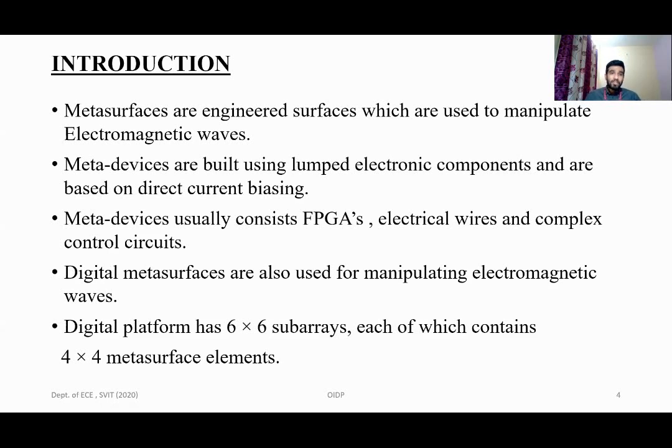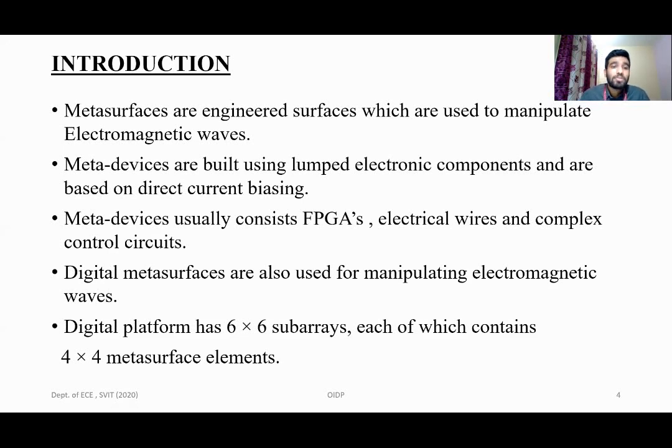These meta devices consist of bulky power supplies and FPGAs with electrical wires and complex control circuits, and are based on direct current biasing systems. To overcome these bulky power supplies, FPGAs, electrical wires and complex control circuits, we use digital metasurfaces.